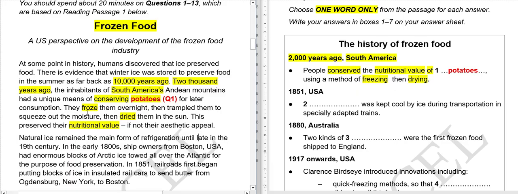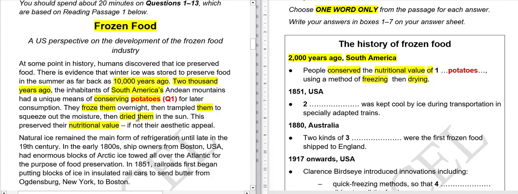Now read very carefully, or listen very carefully to what I'm going to tell you. Here they have used "them", so "they" here refers to people. "They froze them" is like a reference pronoun. It is used for plural subjects. So potatoes are obviously plural, so they froze them overnight. They froze potatoes overnight, then trampled them again. Who are being trampled? Potatoes. Squeeze out the moisture and then dried them again.